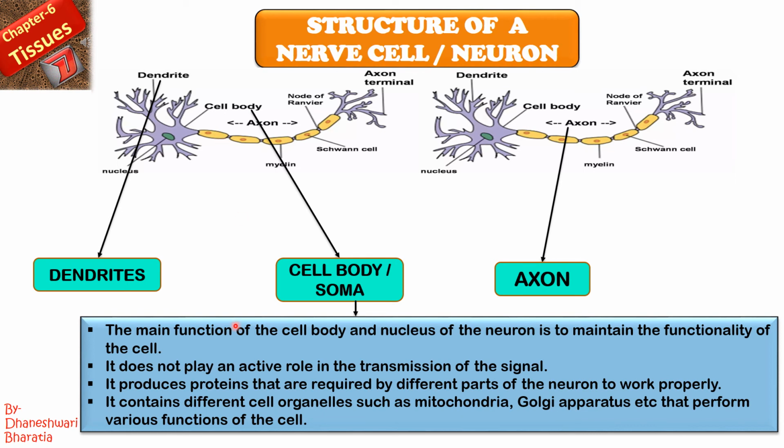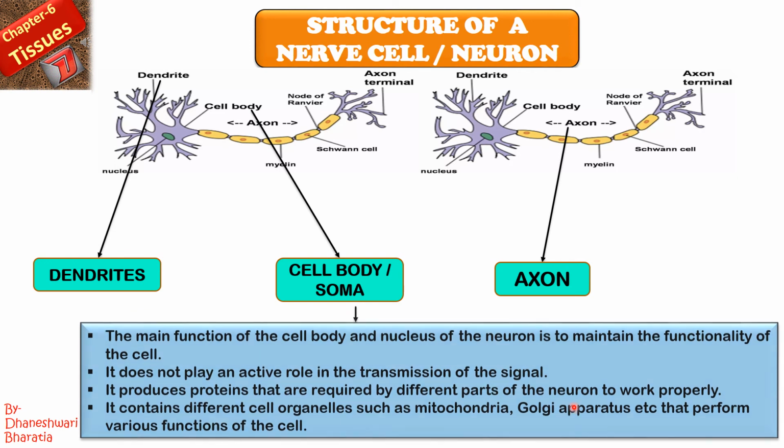But this cell body produces proteins which are required by different parts of the neuron to work properly, and it is also involved in maintenance. It also contains mitochondria and Golgi apparatus, which perform various functions of the cell. Here, along with the nucleus, you can see this bluish or purple colored cytoplasm. This cytoplasm already has organelles like mitochondria and Golgi apparatus.